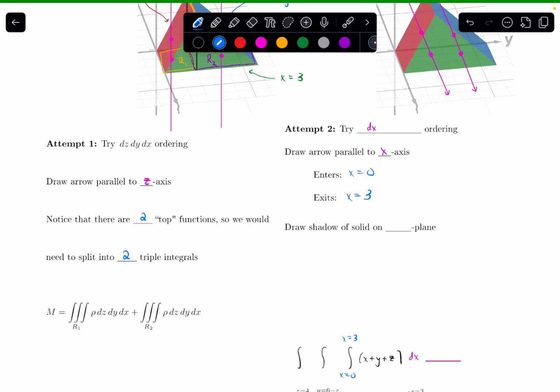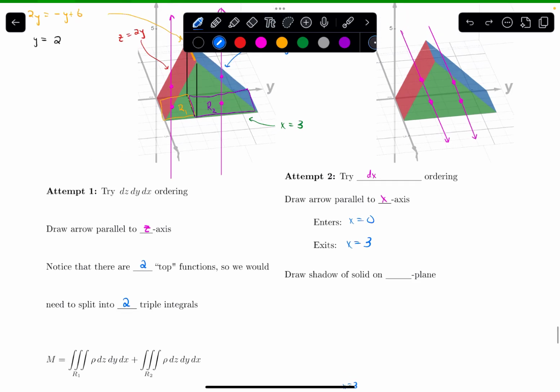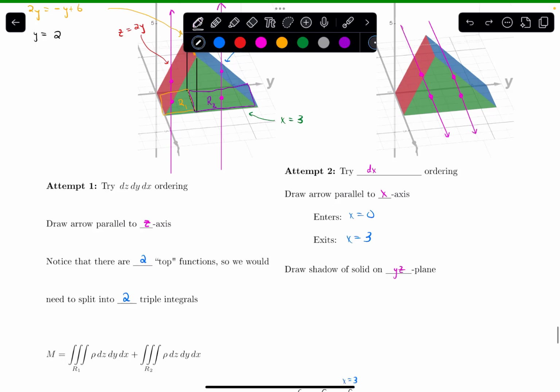Now for the other ones, the y and the z, we have to draw a shadow of this solid on the YZ plane. So I'm going to project this whole solid onto the YZ plane. Because of the way it looks, this really nice triangular solid, when I draw it on the YZ plane, it's going to maintain this triangular shape. It will have this line coming up and this line going down this way.